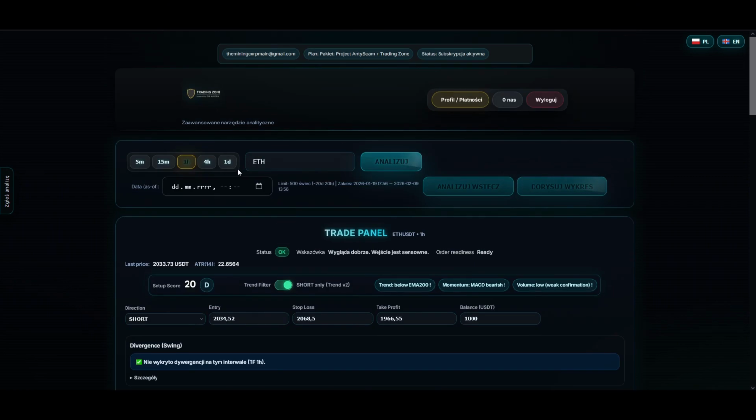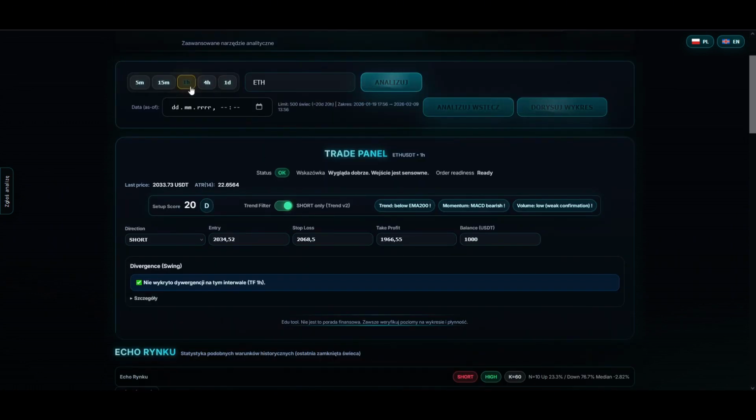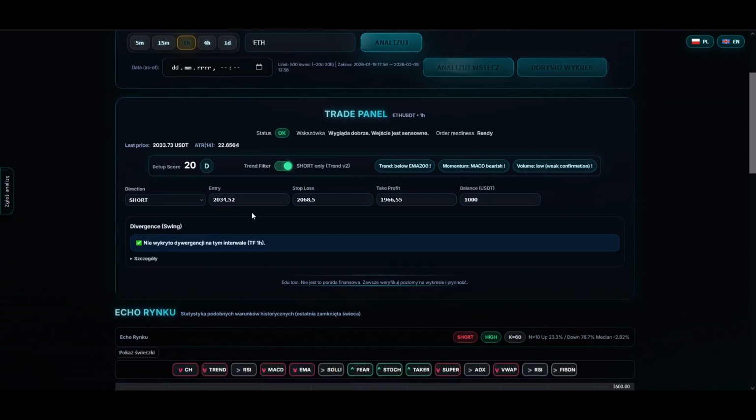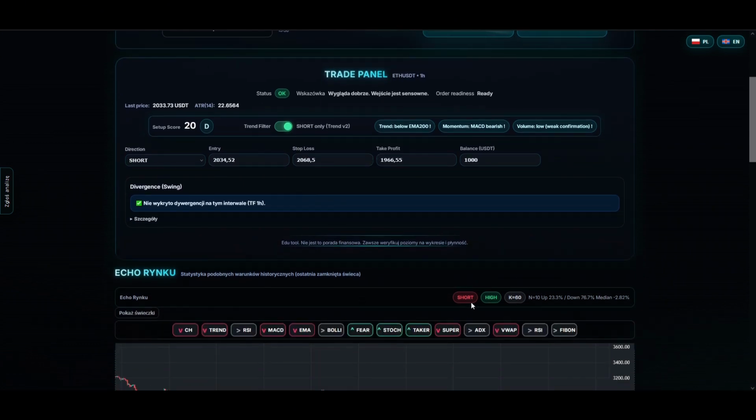How does it work? So now if you come here to our Trading Zone, after logging in, of course, and purchasing a subscription, you have this panel here. So for example, right now we can run an analysis of Ethereum on the 1-hour chart. And here we have, as for the trend, the filter is short, and as for the historical conditions, I already talked about that in previous videos. As I said, we will keep developing this, so these indicators will keep aligning better from our perspective. That's how I see the development of this tool.